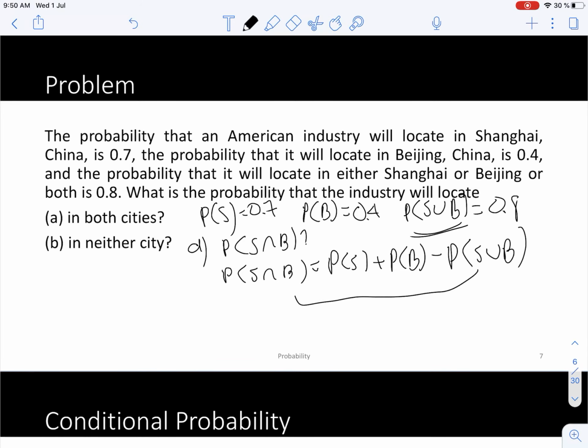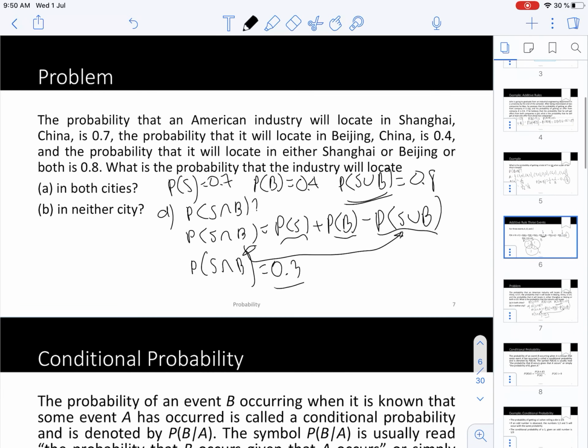Again, the original equation was the other way around, it was for the union, but you can just solve it for the intersection. It's the same thing, of course. Since we know every single value here, the probability of opening in Shanghai, opening in Beijing, and opening in both or in only one of them, that's the union, then we can find the probability, right? You just plug in the numbers, and you get that the intersection is equal to 0.3. That's 0.7 plus 0.4 minus 0.8. That's how you get the 0.3. All right, that was part A.